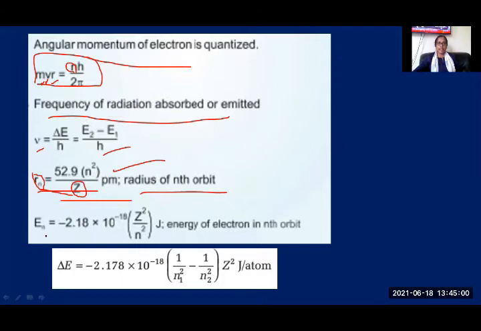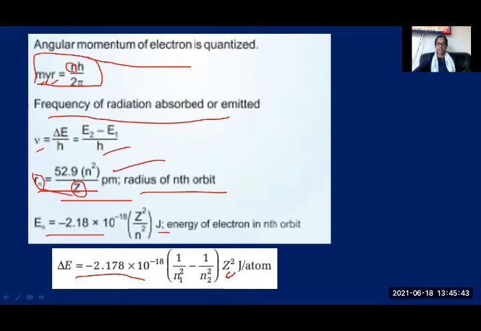Okay, then the energy of the electron in the nth orbit is given by minus 2.18 into 10 to the power minus 18 into z square by n square. Again this is also for hydrogen like species. So 2.18 into 10 to the power minus 18 into z square divided by n square. Again this is a constant, RH, the Rydberg constant, in terms of joules. And similarly, when the transition occurs, delta E is minus 2.18 into 10 to the power minus 18 into 1 by n1 square minus 1 by n2 square into z square.